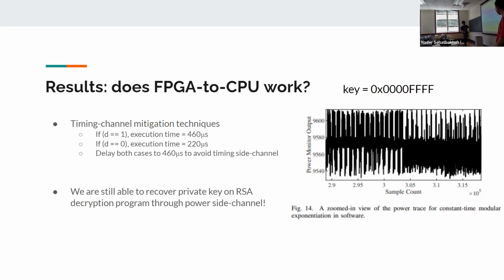However, through our power side channel attack, we can still recover the private key. We can see in the figure on the right that we can still recover the key to be 0 for the lower 16 bits and 1 for the upper 16 bits, because the time actually goes this way.